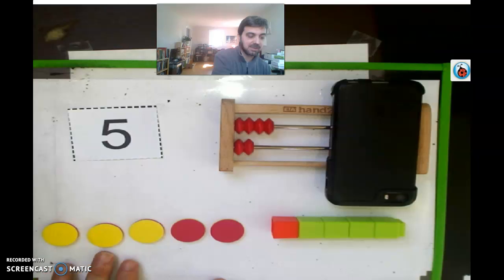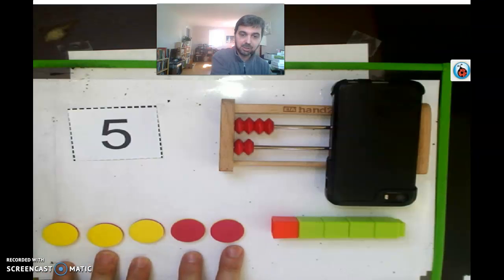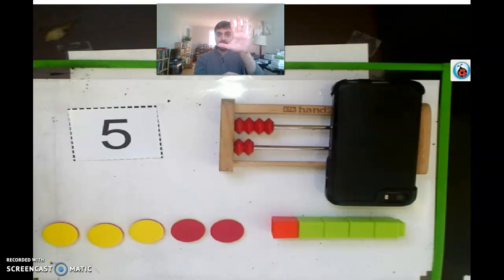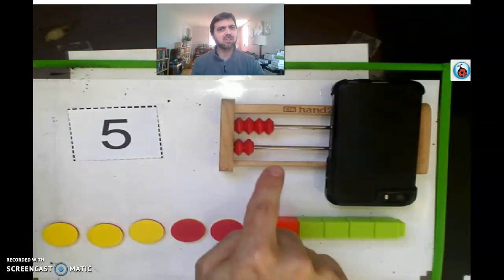All right, so down here we have 1, 2, 3 yellows and 2 reds. So if we put those together, 3 and 2 makes 5, right? 3 and 2 make 5. Okay, so that's one way that you can break apart the number 5, right? You can separate them into 3 fingers here and 2 fingers over here, or 3 over here and 2 over here. Okay, so that's also 5. So I think the rekenrek is the imposter.